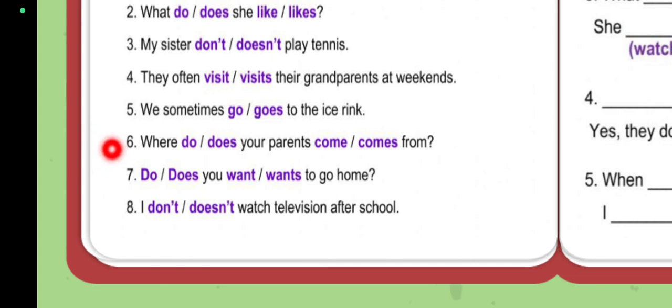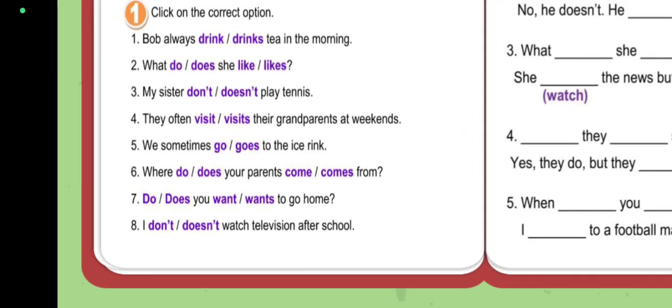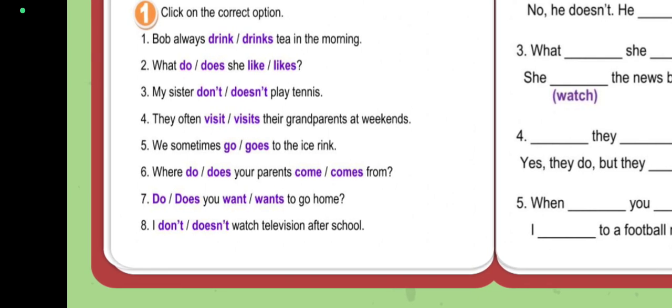Hi, can you do number 6 to number 8, please? Yes. Where do your parents come from? Do you want to go home? I don't watch television after school. It is correct. Really good.